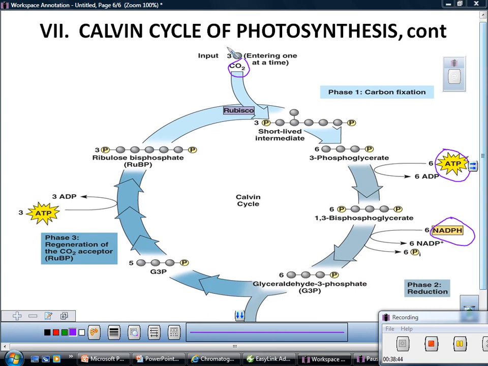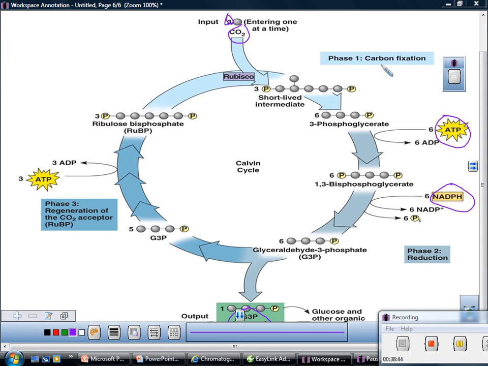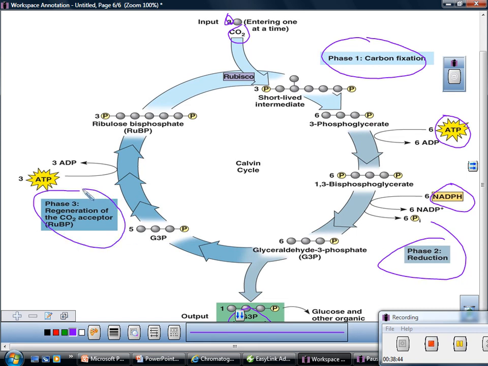If you see up here at the top, it says 3 right there, but they enter one at a time to go around this cycle. So as we trace the steps, keep in mind that we're following 3 molecules of carbon dioxide through the reaction. There's 3 steps. Look over on the side. Here's phase 1, here's phase 2, and phase 3 is over here. Phase 1 is called carbon fixation.